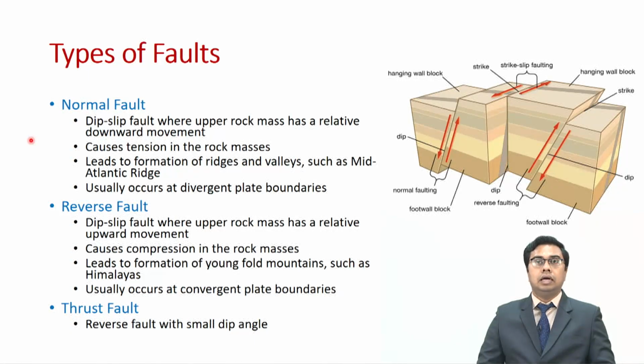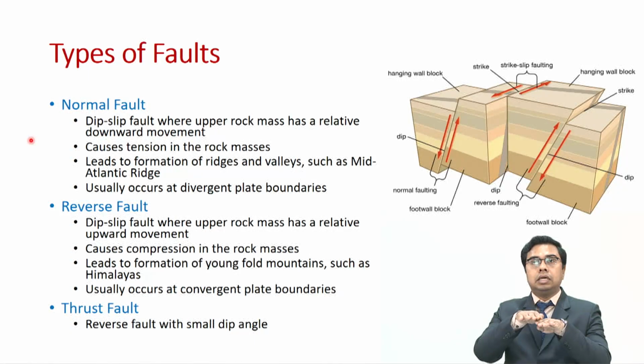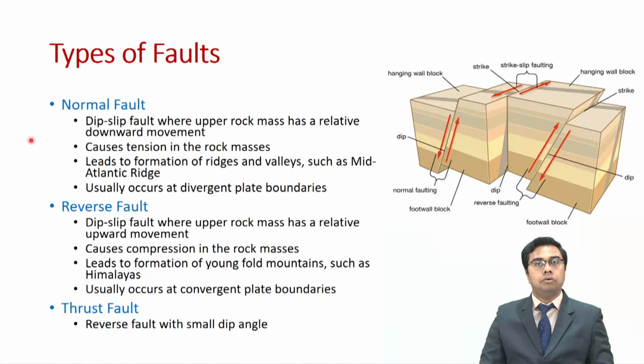boundaries. On the other hand, if the upper rock mass has a relative upward movement, as you can intuitively tell, this will cause compression in the rock masses, and as a result young fold mountains such as Himalayas get formed. This usually occurs at convergent plate boundaries. There is another form of reverse fault where your dip angle is very small. Such faults are called thrust faults.